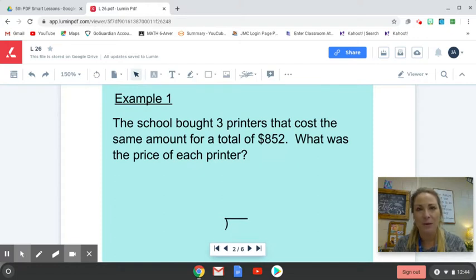The school bought 3 printers that cost the same amount for a total of $852. What was the price of each printer? So let's start here. First of all, understanding which number goes in which place for this division problem is really important. So which one is going to be the dividend? Which one is going to be the divisor? Go ahead and get this set up and try this problem on your own. And when you are ready to check your answer, please unpause this video and I'll walk through step by step how to solve.